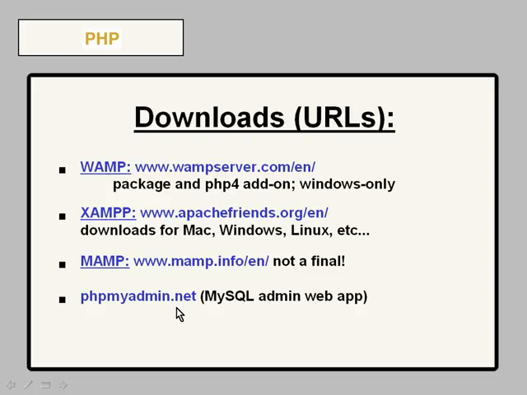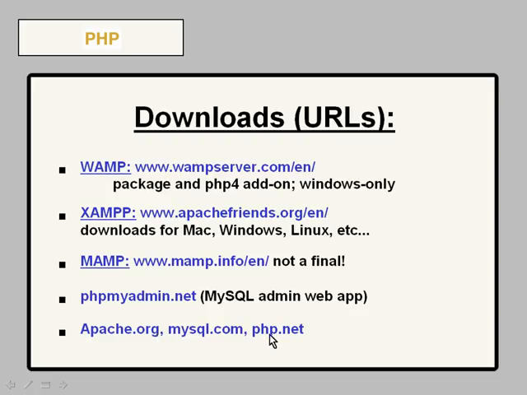Then we have the phpMyAdmin.net. This is where you get that source code to do the MySQL administration from a web app, and that's going to be installed in your PHP folder. Now, WAMP is going to have phpMyAdmin in there, so you don't have to worry about it. XAMPP as well. Also note that extra P there, here at the end. Well, that stands for Perl, and that's going to be installed there as well. Perl oftentimes is a nice thing to use when you're dealing with PHP and Apache solutions.